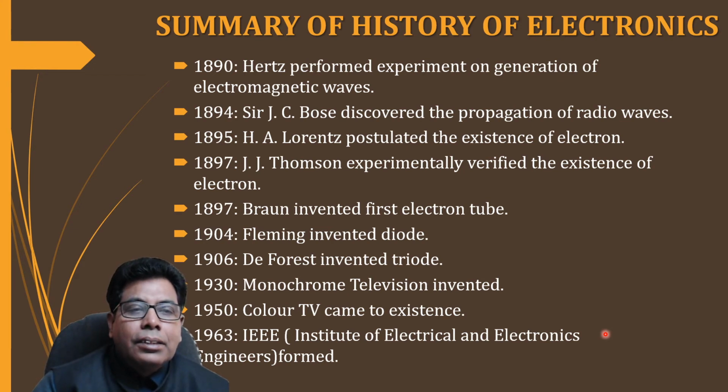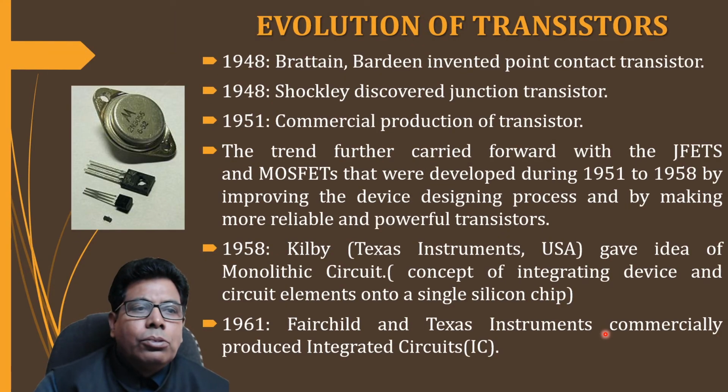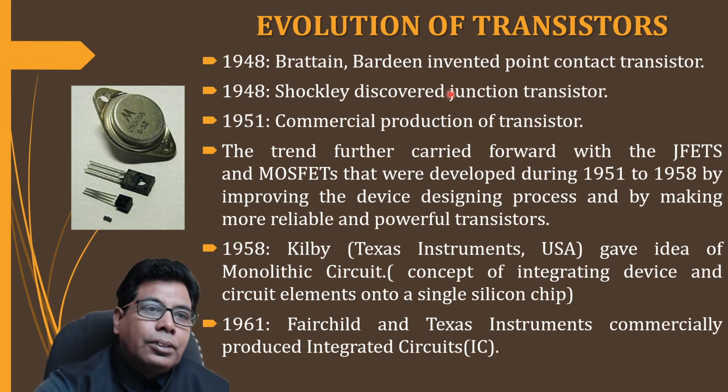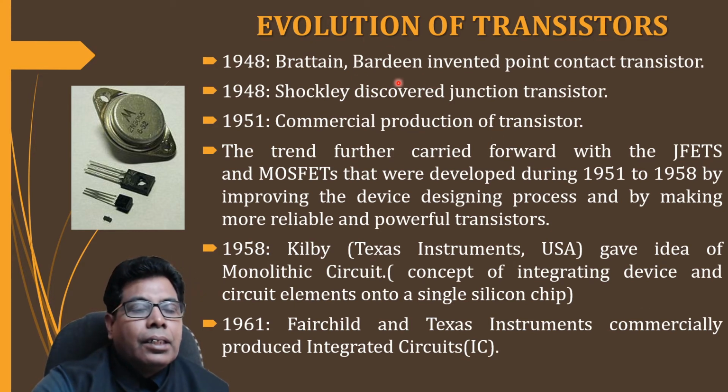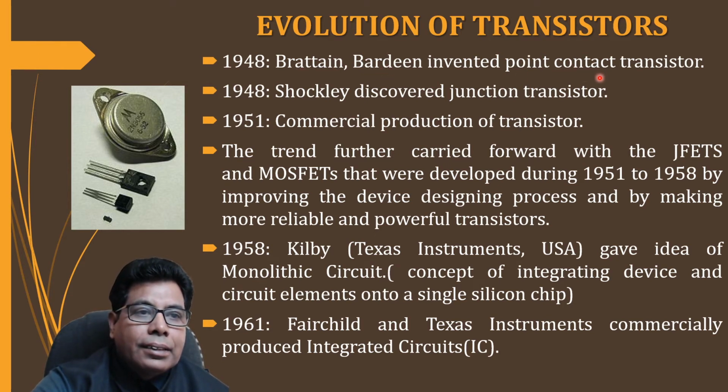So this is just the summary of the history of electronics. Then let us see the evolution of transistors, how transistors evolved. First, of three scientists, two of them invented the point contact transistor, and then Shockley came up with the junction transistor. And then the commercial production of transistors started in 1950.